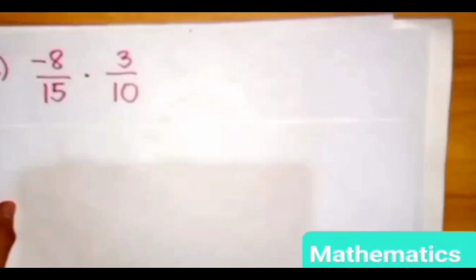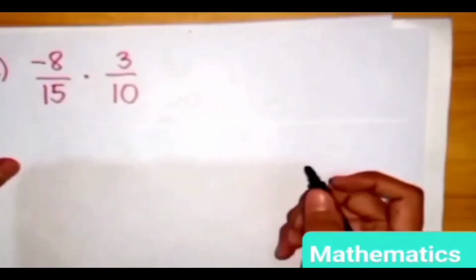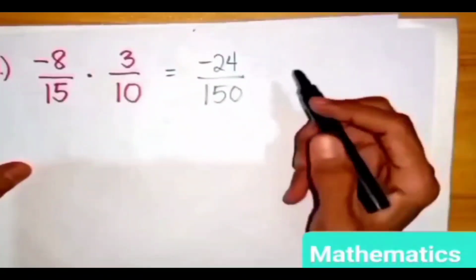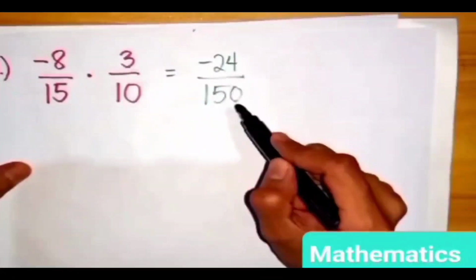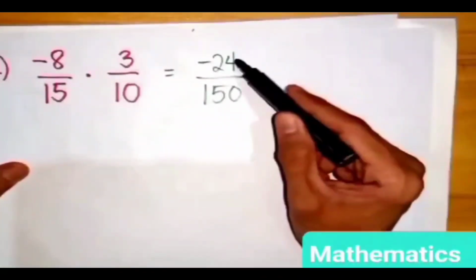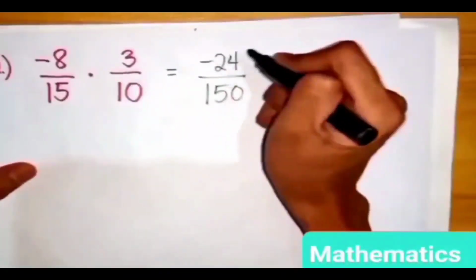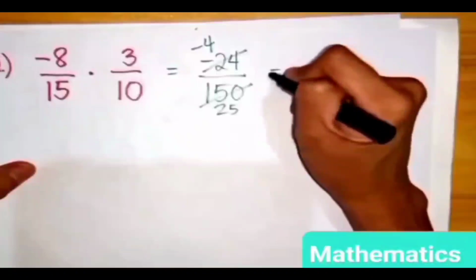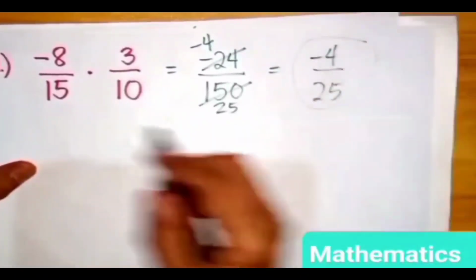Let's have the next example. Negative 8 over 15 times 3 tenths. So we multiply the numerators. Negative 8 times 3, that's negative 24. And then 15 times 10, that's 150. Then after that, we need to simplify the fraction. So we divide these two numbers by the greatest common factor. At ang greatest common factor ng negative 24 at 150 ay 6. Negative 24 divided by 6, that's negative 4. 150 divided by 6, that's 25. So we now have negative 4 over 25. Ito yung product ng ating dalawang fractions.